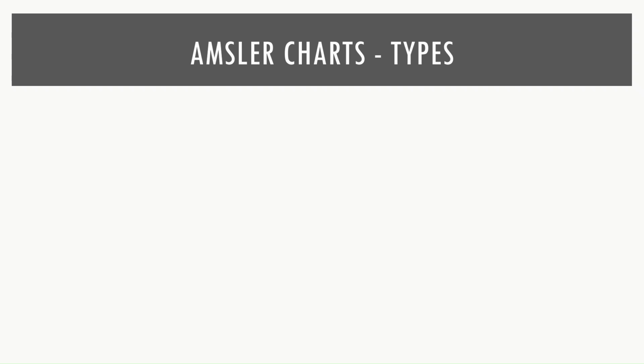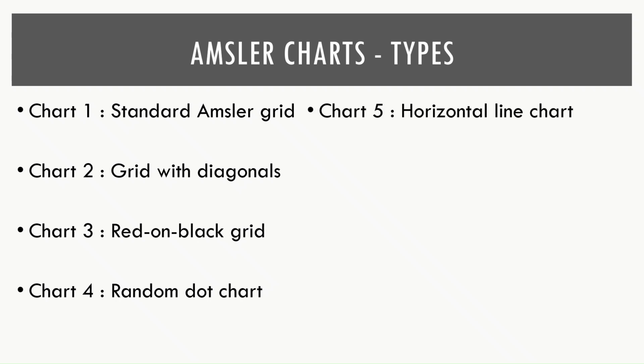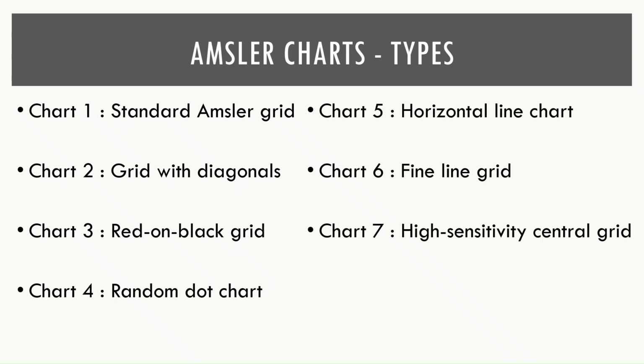The Amsler Grid is not a single chart. In total, there are 7 different types of Amsler charts, each designed to detect a specific macular abnormality. These include the standard grid, grids with diagonals, red on black charts, random dot charts, horizontal line charts, fine line grid, and high sensitivity central grids. Understanding the purpose of each chart improves detection of subtle macular disease.